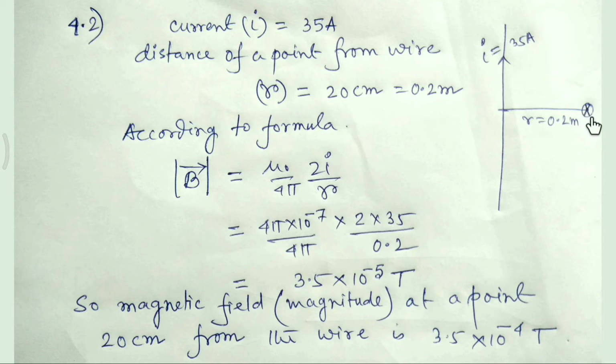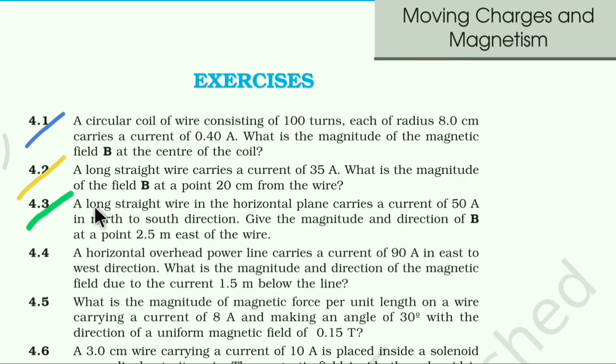You can see I have given a cross here. Cross means it is away from you and perpendicular to the screen of the Android phone. Now question number 4.3. A long straight wire in the horizontal plane carries a current of 50 ampere in north to south direction. Give the magnitude and directions of B at a point 2.5 meter east of the wire.